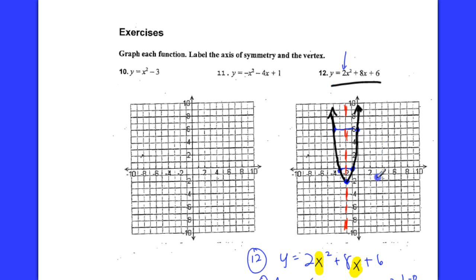So there you have it. That is graphing parabolas, graphing quadratics, which you're going to have to be able to do for me when I see you next.